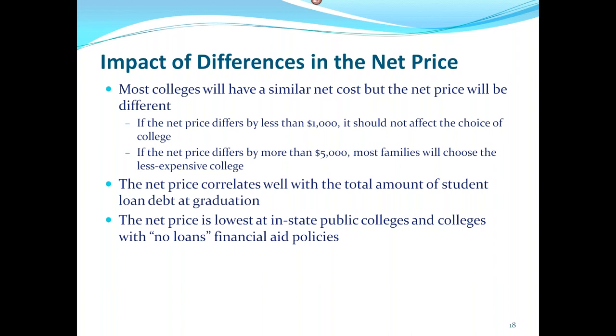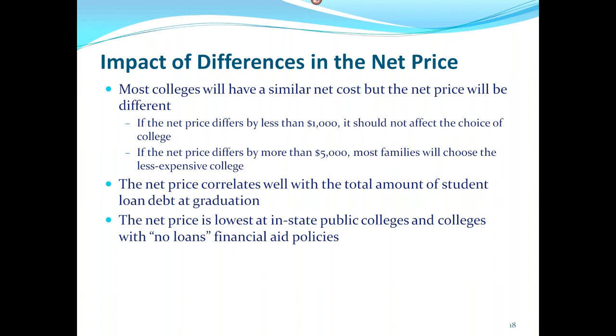So even though at a higher cost college you may have greater financial need, the extra aid that you get may be more loans than grants. So you need to focus on what is the discounted sticker price after you subtract the grants to see what your bottom line cost will be for the different colleges. If the difference in the net price is less than $1,000, then the cost doesn't really matter. If it's more than $5,000, most families will go with the less expensive college, and in between they agonize over the decision.